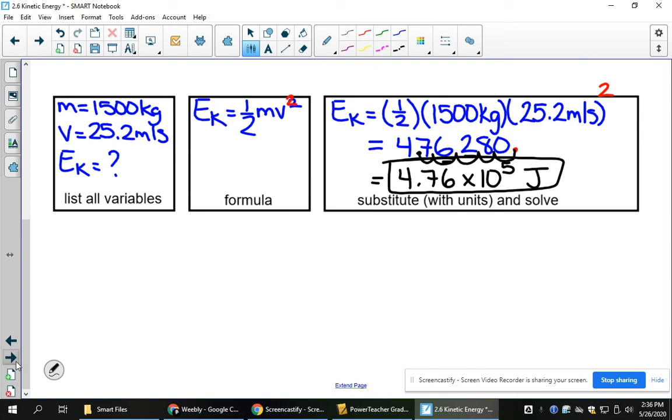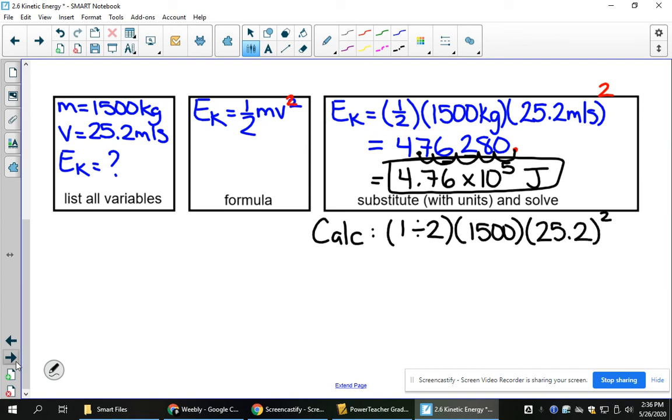So really the most complicated thing is how do we put this in our calculator? So I'm just going to show you exactly what my calculator screen looked like. Everything was in brackets. Like this. And then I squared the last number. You have to make sure that you're only squaring the 25.2 and not all of the numbers. So I really recommend that you practice putting it in your calculator exactly how you see it there with the brackets and everything.